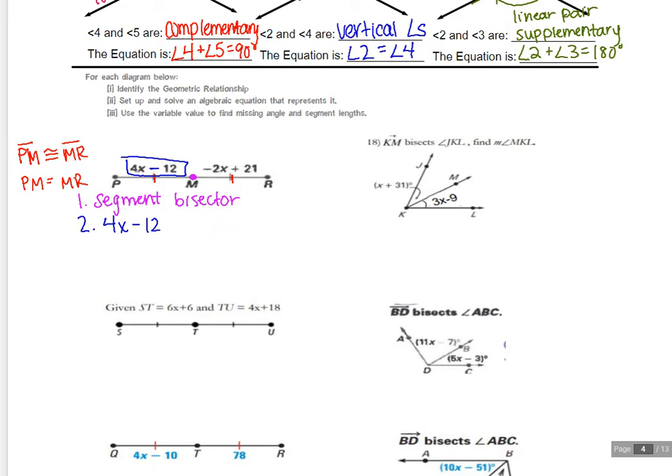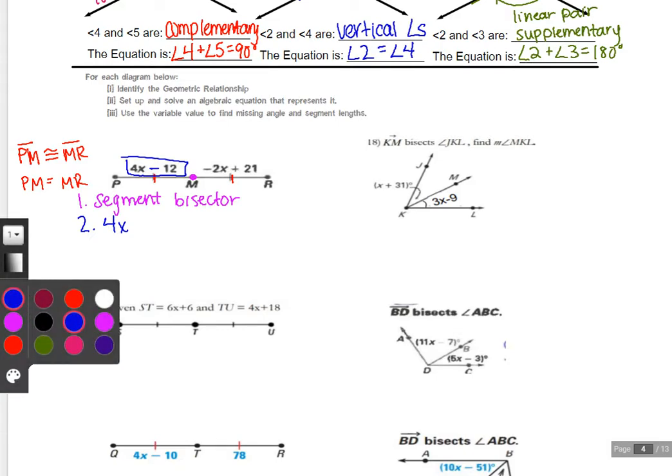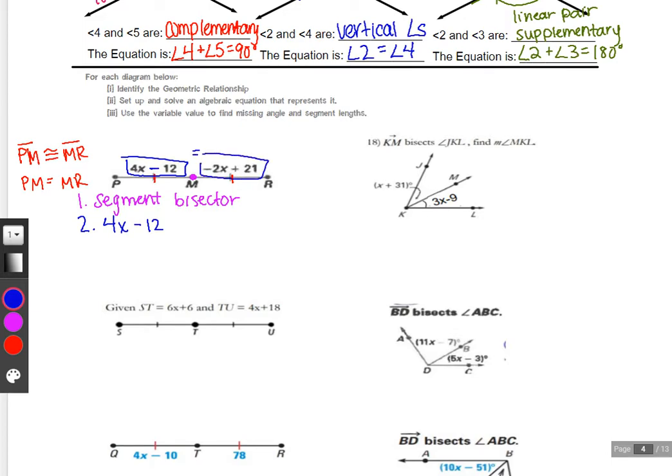this little thing confused me here. So I don't think this showed up on your paper. So I know some of you might have put like 4x plus 12. That's fine. It ultimately just comes down to the solving part of it. So I'm going to write 4x minus 12 because I think I can see a little subtraction symbol. So this should be equal to this. So I have 4x minus 12 equals negative 2x plus 21.